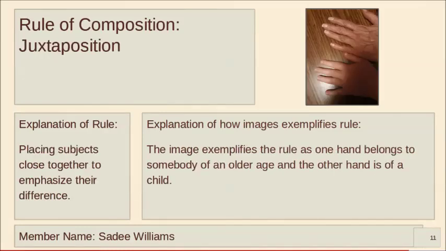Juxtaposition. Placing subjects close together to emphasize their difference is the explanation of this rule. The image exemplifies the rule as one hand belongs to somebody of an older age and the other hand is of a child.